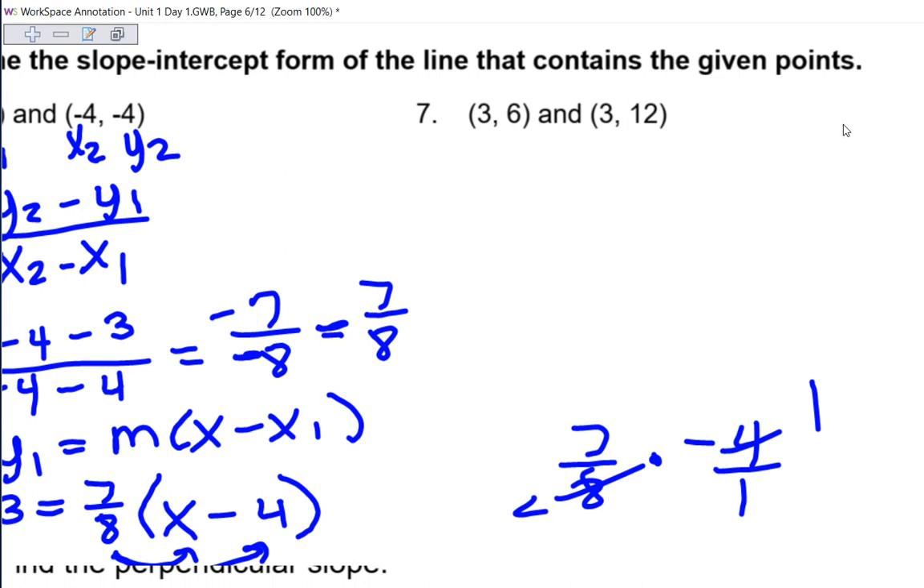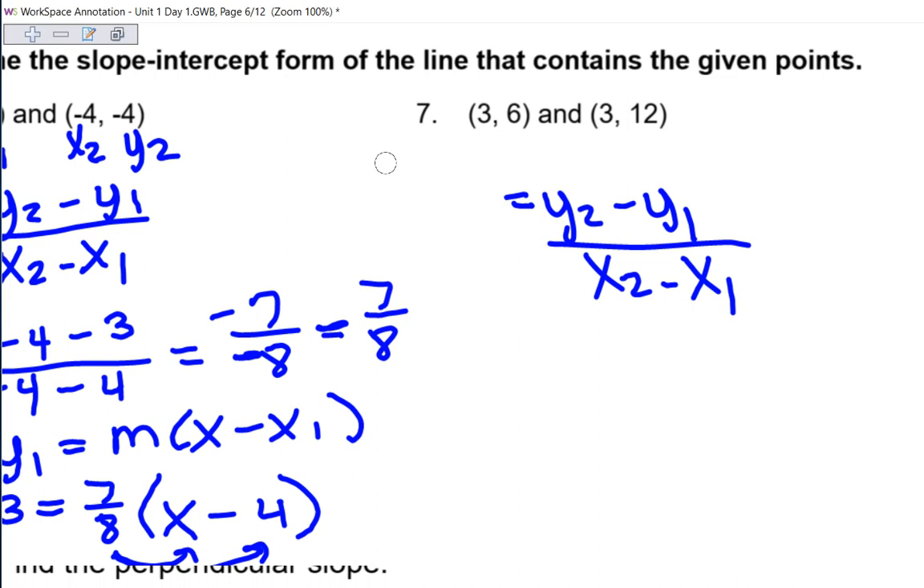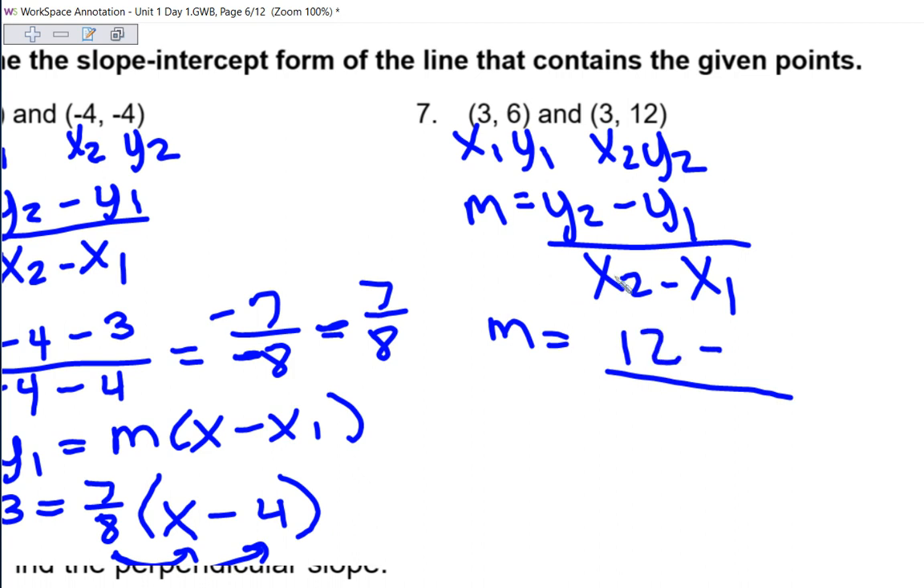Okay, the next one. Let the fun continue. So m equals y2 minus y1 over x2 minus x1. Again, I'm going to label everything. Here's x1, y1, x2, y2. What's y2? 12 minus y1, 6. x2 is 3 minus 3.